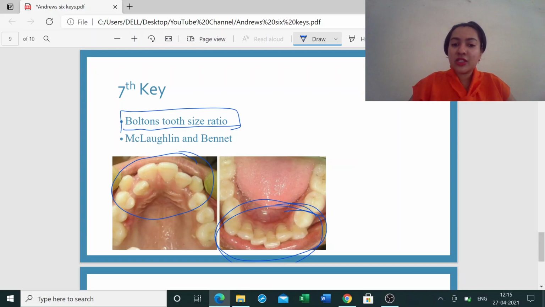It gives you numbers as well. Maybe the discrepancy here is of 3 to 4 millimeters. Because of a 3 to 4 millimeter discrepancy, there is lower anterior crowding. So that is how we decide the treatment plan of the patient.